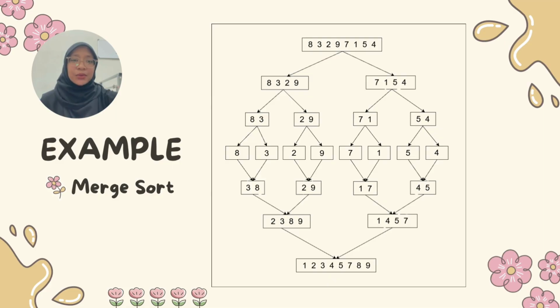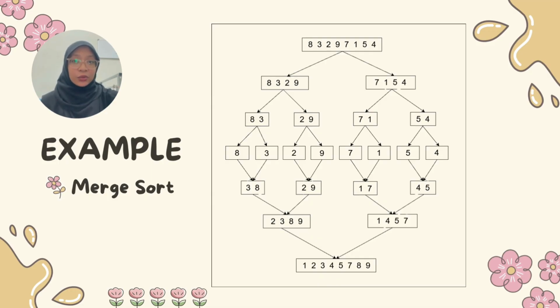Instead of simply putting the numbers back together, we compare the numbers and arrange them in ascending order while merging. For example, 8 and 3 becomes 3 and 8 because 3 is smaller than 8. Similarly, 2 and 9 becomes 2 and 9. Next, these two sorted groups are merged again. So we compare the first number from each group. Between 3 and 2, we take 2 first.